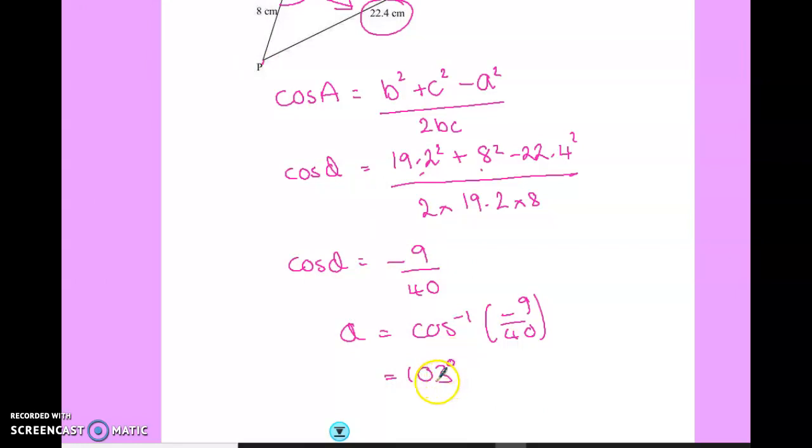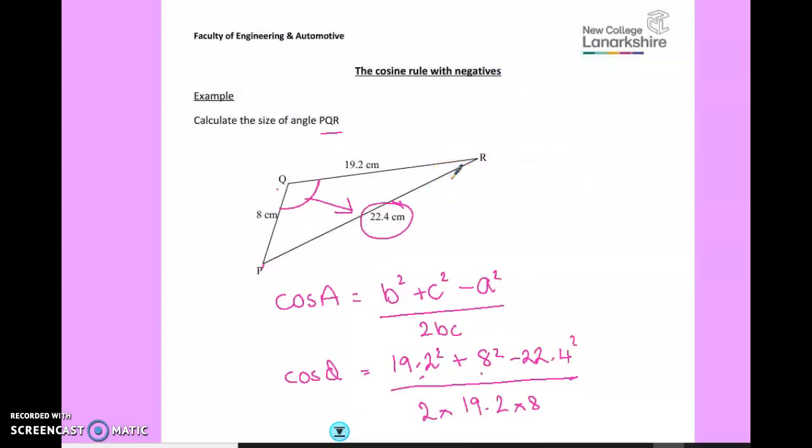Now that negative is because it's an angle greater than 90 degrees, and think what cos is in that quadrant. Between 90 and 180 degrees is in here, and in here sine is positive, so cos must be negative. That's why you're getting a negative value here. Okay, I'll leave you to practice some of those.